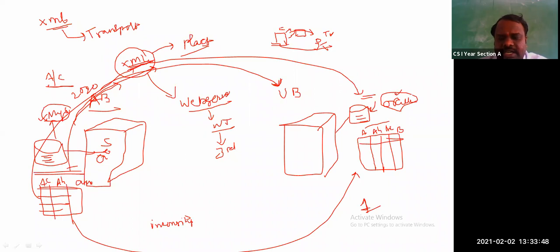So I can't exchange the data between these two directly. So what will I do? I will convert this document to XML format. Why am I converting to XML? Because this language can be easily understood by any platform. So I will convert this format to an XML document. I will share this XML document here, and this XML document will again be converted to their own format. Is it clear?